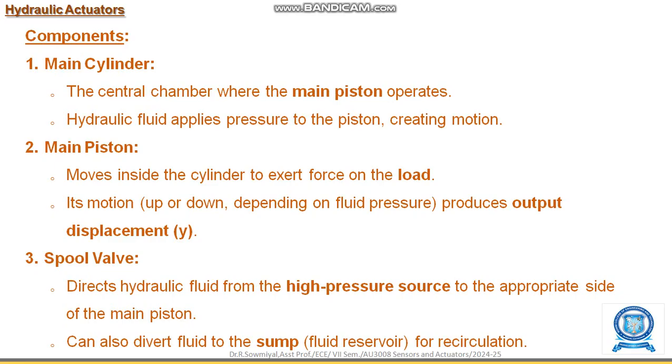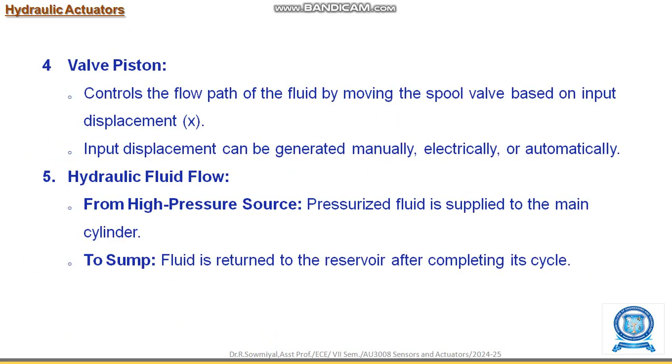Next one is the spool valves. They direct hydraulic fluid from the high pressure source to the appropriate side of the main piston. They can also divert fluid to the sump for recirculation. Next one is the valve piston. It controls the flow path of the fluid by moving the spool valve based on the input displacement. Input displacement can be generated manually, electrically or automatically.